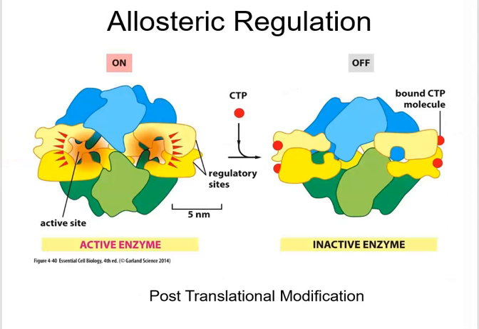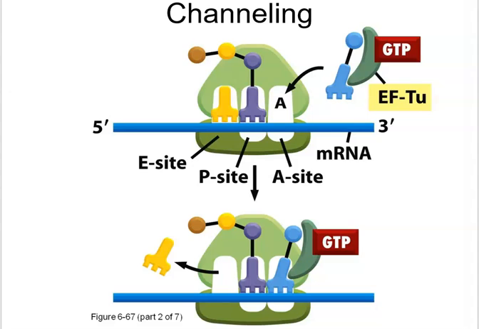Here's another example of allosteric regulation, at the next active site, where phosphorylation can actually activate the enzyme. So we have a covalent modification here on these regulatory sites. We can bind CTP, or phosphorylation can change how the structure of this enzyme looks, and it changes its ability to function properly. So just another example of this.